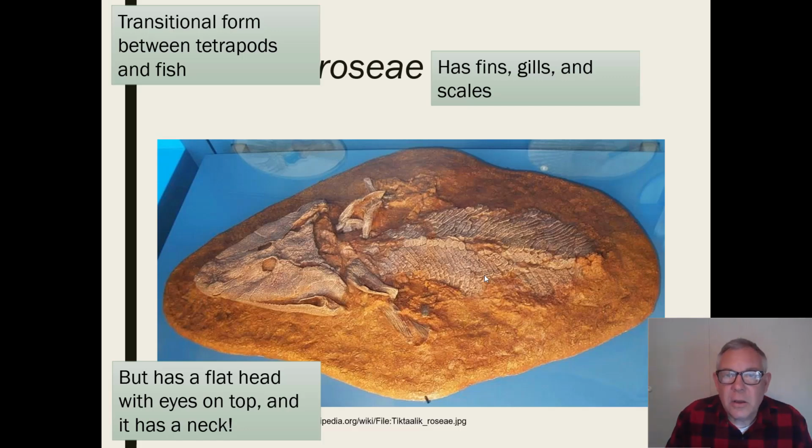And it's got a neck. Fish don't have a neck, but this organism has a neck so it can turn its head around. So you can see how this organism would be well suited for living in those shallow waters. And eventually its descendants became the tetrapods, terrestrial vertebrates like you and me.